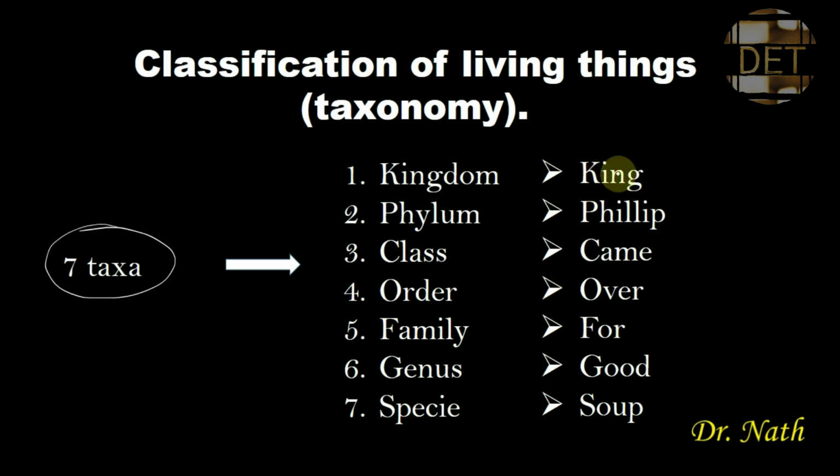The acronym is King Philip came over for good soup. King is for the kingdom, Philip is for the phylum, came is for the class, over is for order, for is for the family, good is for genus, and soup is for the species. So these are the 7 taxa in classification of living organisms. Whether it is the Carl Linnaeus system or the modern system, living organisms are classified into these 7 taxa.